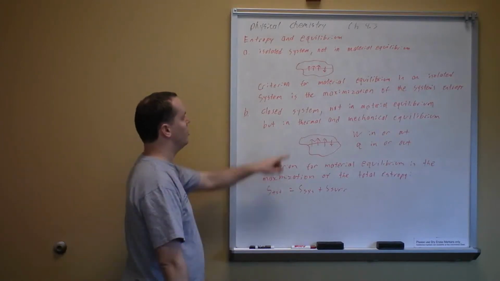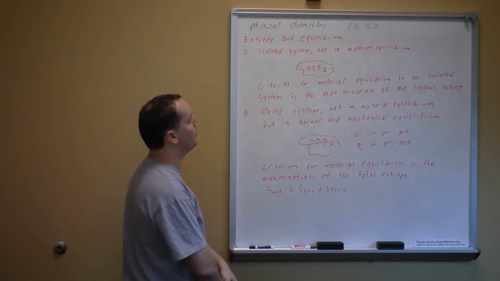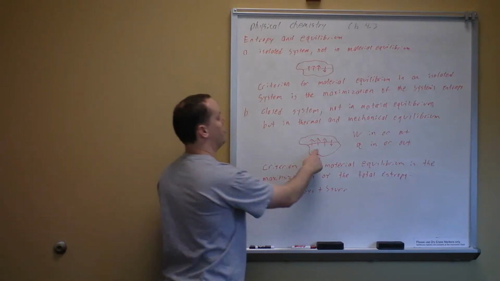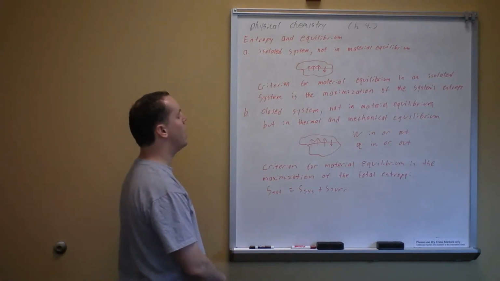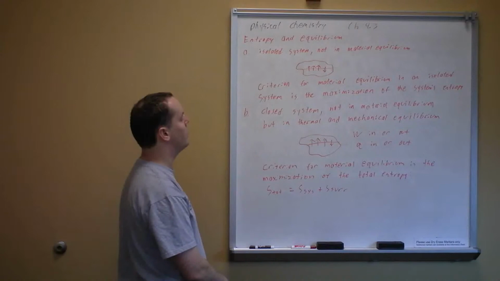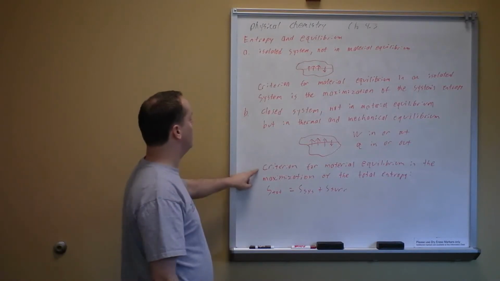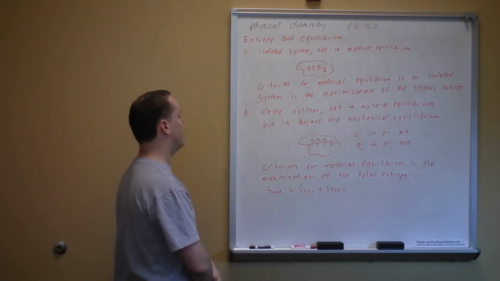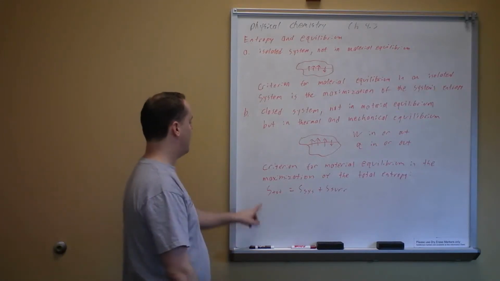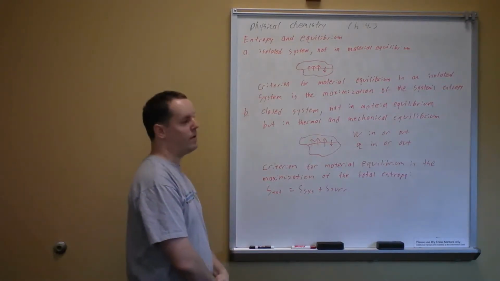Now, on the other hand, let's say we have a closed system, same scenario. It's not in material equilibrium, but it is in thermal and mechanical equilibrium. That's why we have 3 arrows up, just one down. It's not equilibrium. We can have work in or out, positive or negative W, and heat in or out. So Q can be positive or negative. In this case, the criterion for material equilibrium is the maximization of the total entropy. S total, remember, is equal to S of the system plus S of the surroundings.